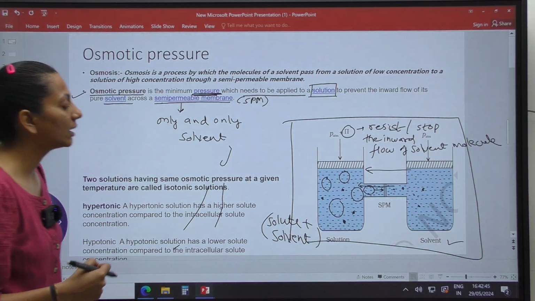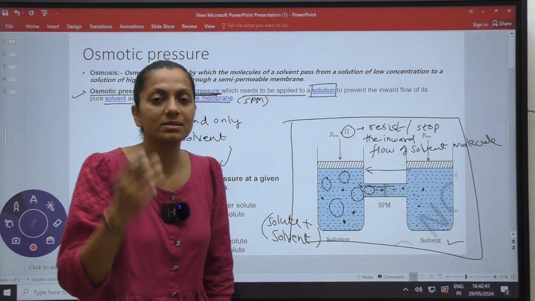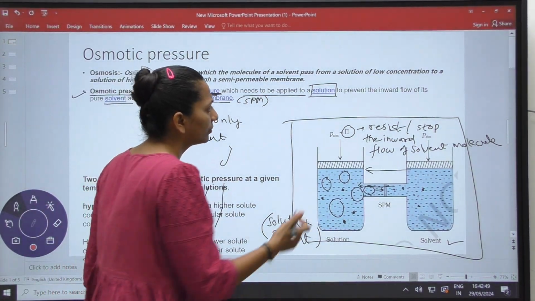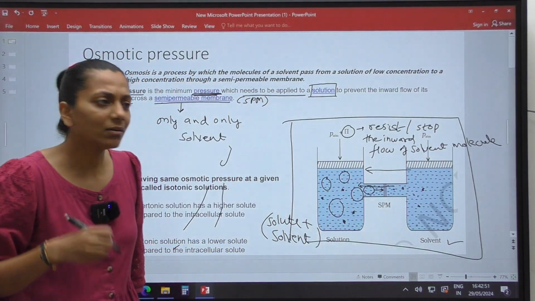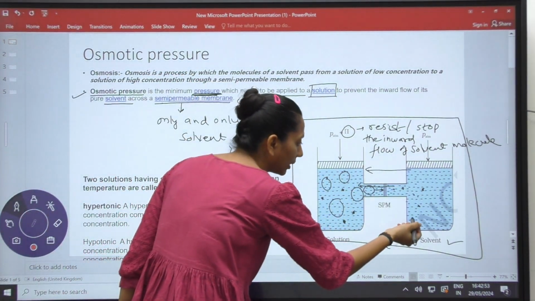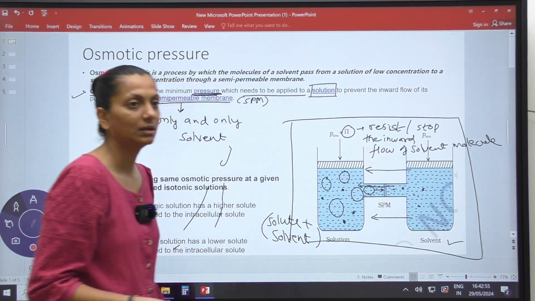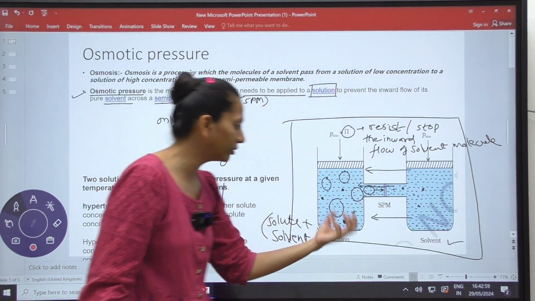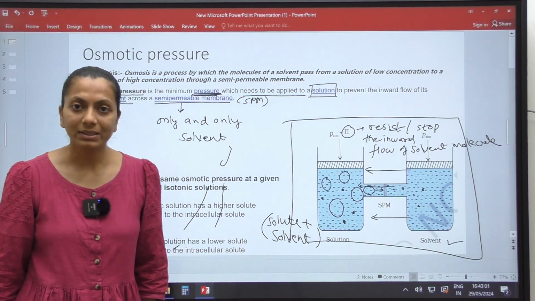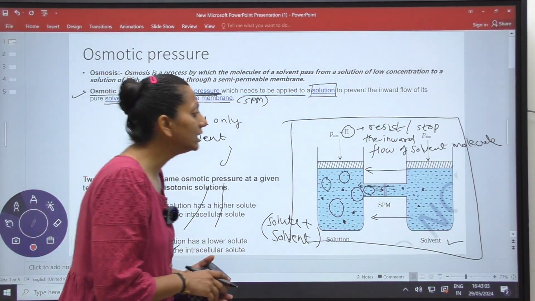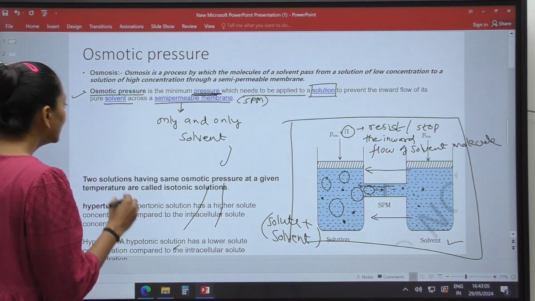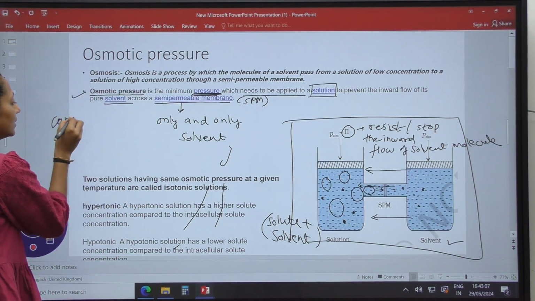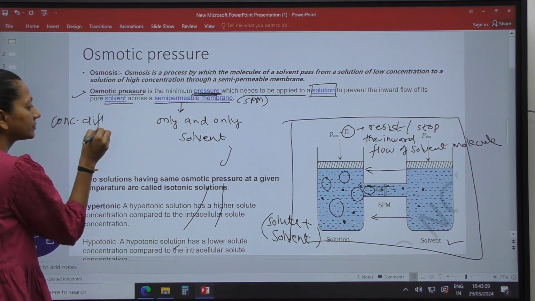Now a question arises in my mind: why do we have to stop the inward flow, and why do the solvent molecules want to come from this side to this side? Why do the solvent molecules want to move from the solvent container to the solution container? It is all because of the concentration difference.